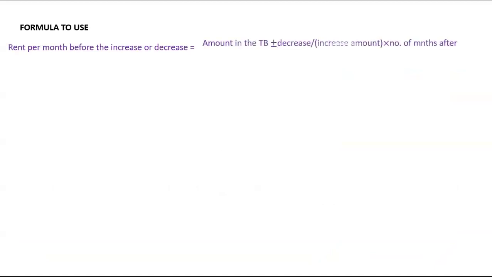An alternative method here was to just use the formula. You will take the amount that is in the trial balance, add the decrease, and subtract the increase times the number of months after the increase. So here we have 30,500, and there was an increase. So since there was an increase, you'll say minus 100 times 6. And you will divide this by the total number of months over which it was received, which was 13.